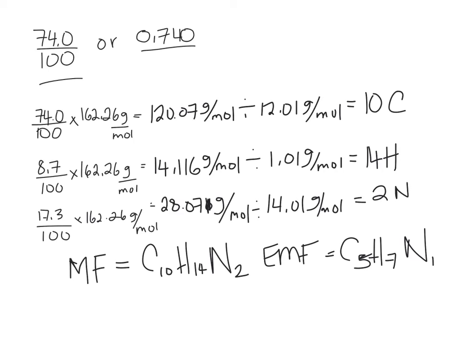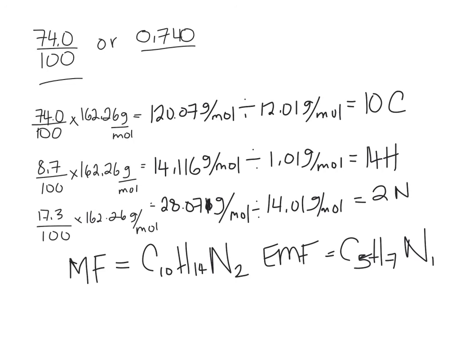So this is an alternative way to do these questions. You don't have to worry about rounding off a fraction, because you're going to have to round these off to the nearest whole number. This is going to give you the actual formula, so they will be whole numbers. This gives you the molecular formula. Reduce it, you've got your empirical formula.